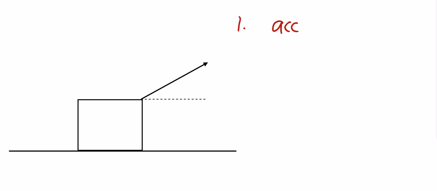First, that it is accelerating to the right, and it's to the right because that's the direction of the force that's being applied to this object. The second thing is to assume that there's friction in this problem. So I'm going to tell you that there's acceleration and there's friction. Let's go ahead and set this up.